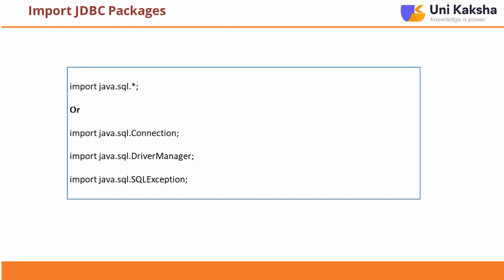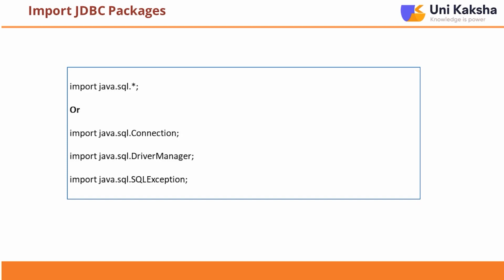Then the second step comes, that is importing the JDBC packages. Importing JDBC libraries means making the JDBC API classes immediately available to the application program. Depending on the application's requirement and the features being used, you need to import different JDBC packages. Here, two examples are given.